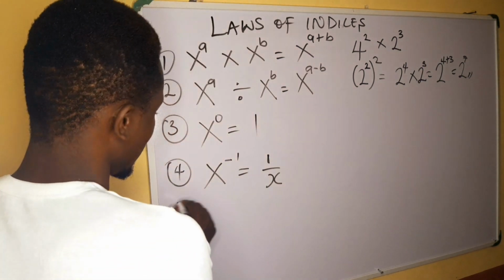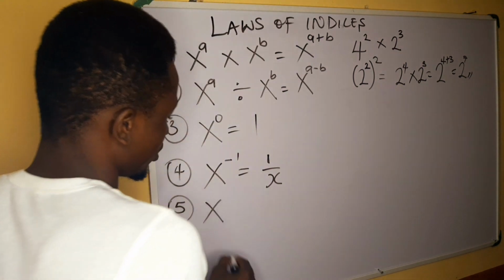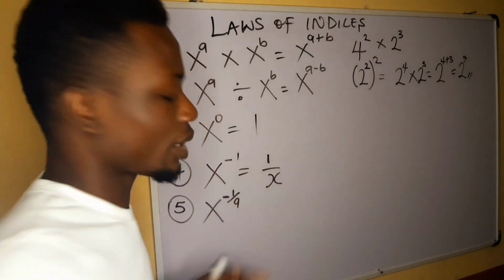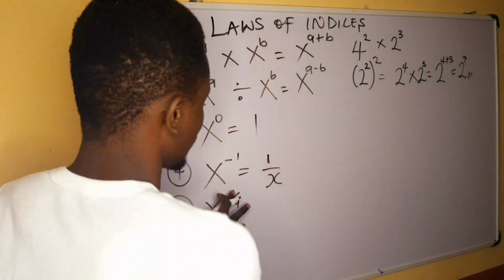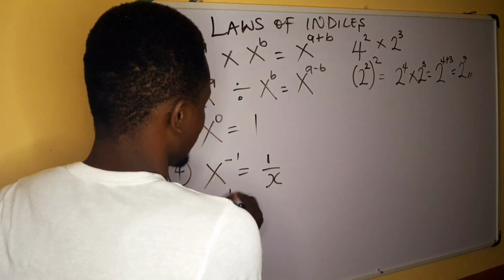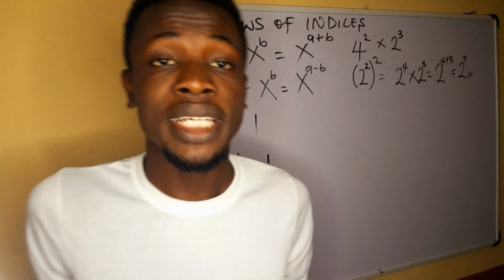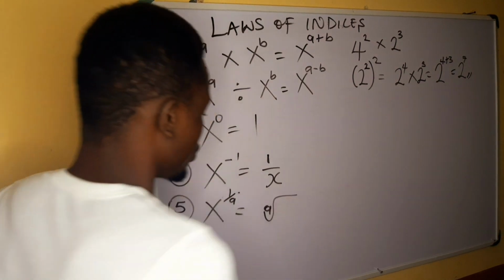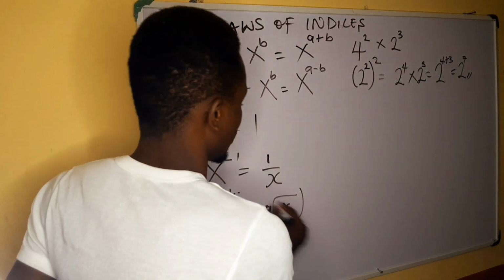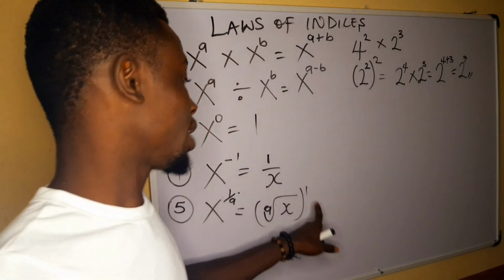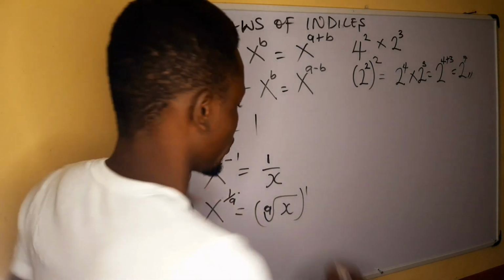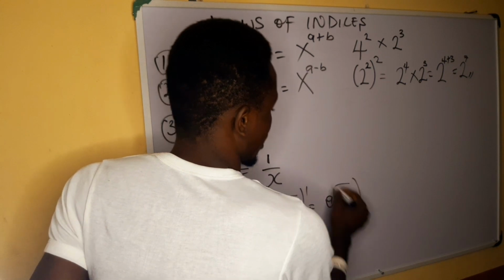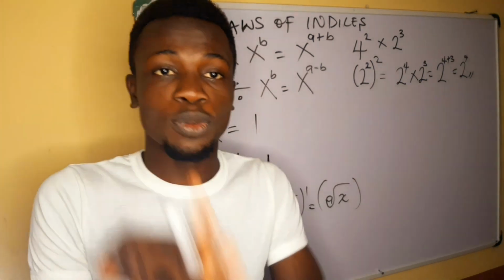The next law is x to the power of a fraction. Let's just consider x to the power of 1 over a. It means the root of x, all to the power of 1. And you know, anything to the power of 1 will still give you back that same thing, right? So this is basically the a-th root of x. This is what it means.